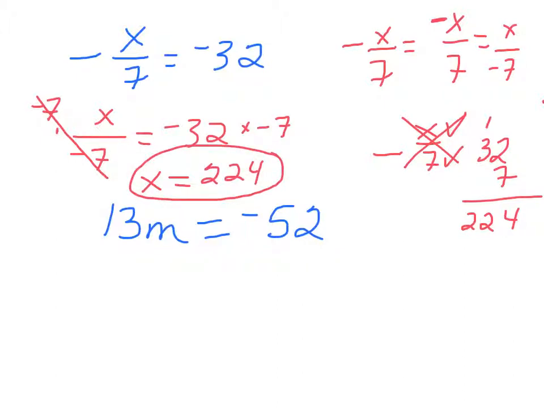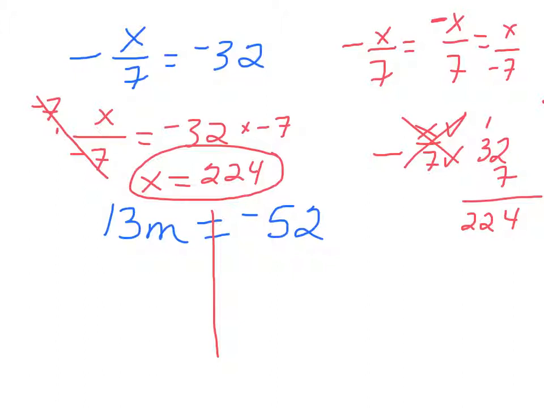All right, the bottom and the last equation that we're going to solve for this video, we have 13 times some number equals negative 52. Again, some of you will know that answer right away. If you play cards with a normal deck of cards, you'll probably know that answer right away as well. You'll just have to think about positives and negatives.